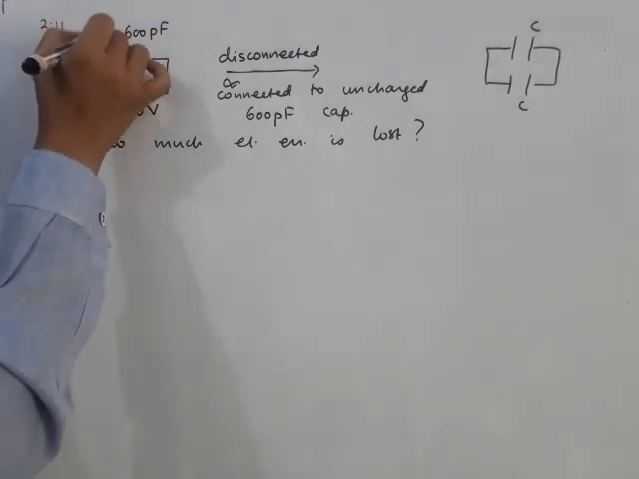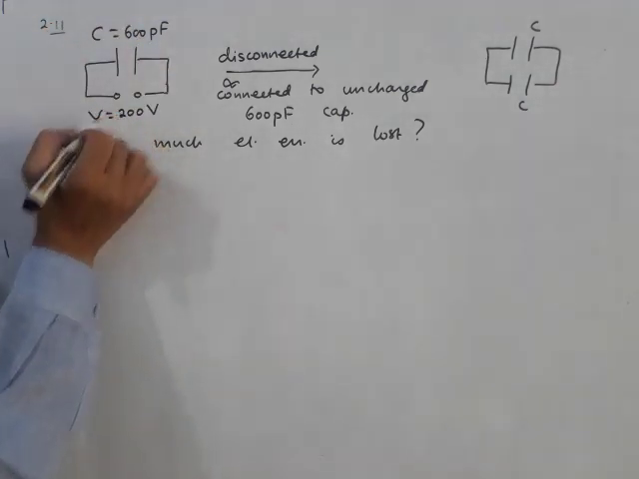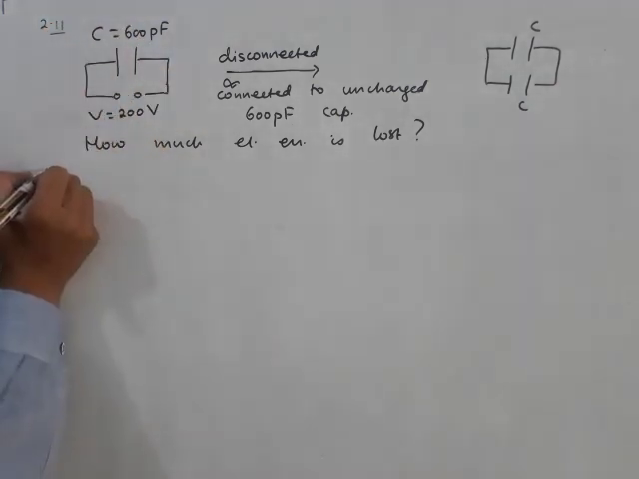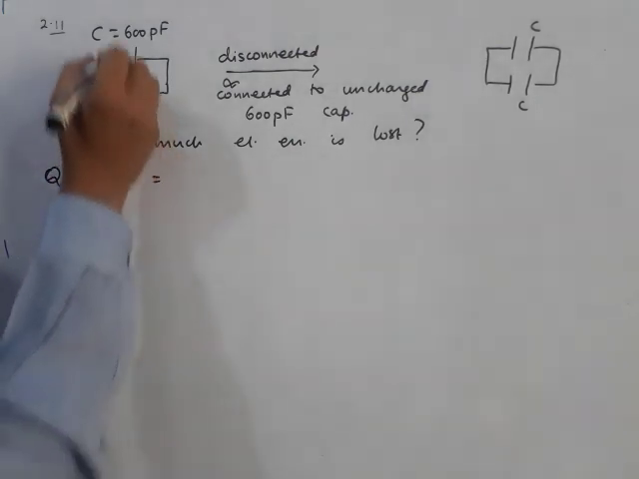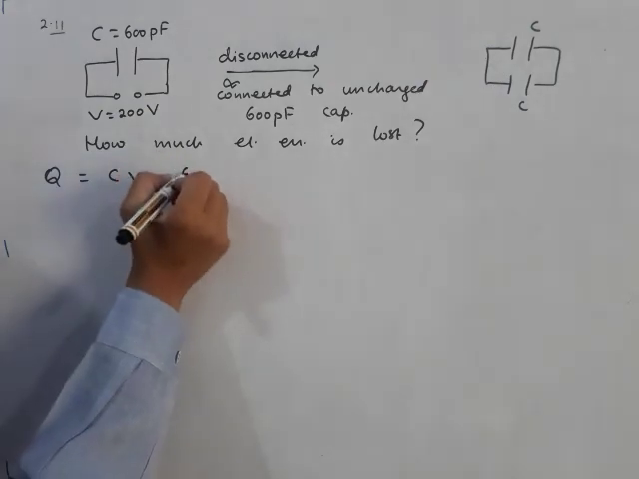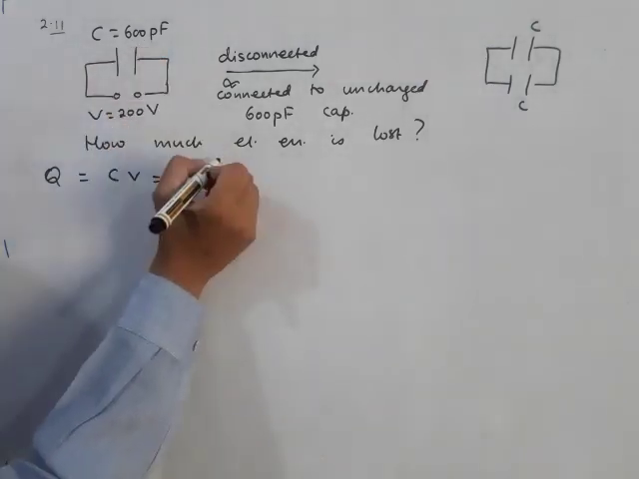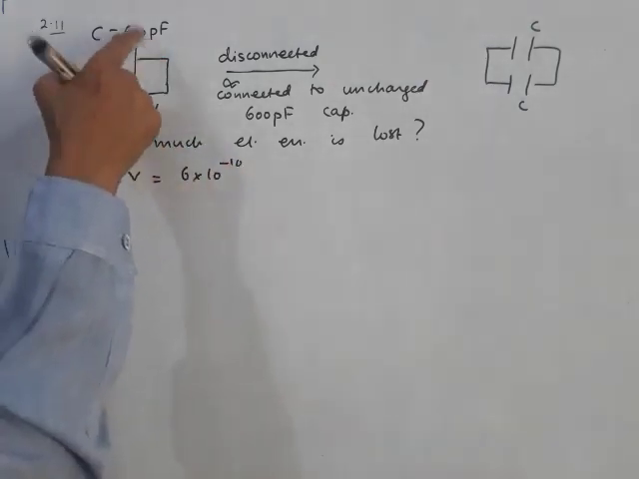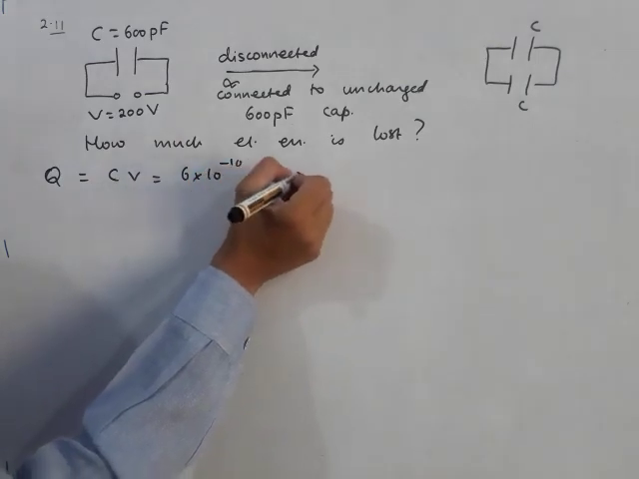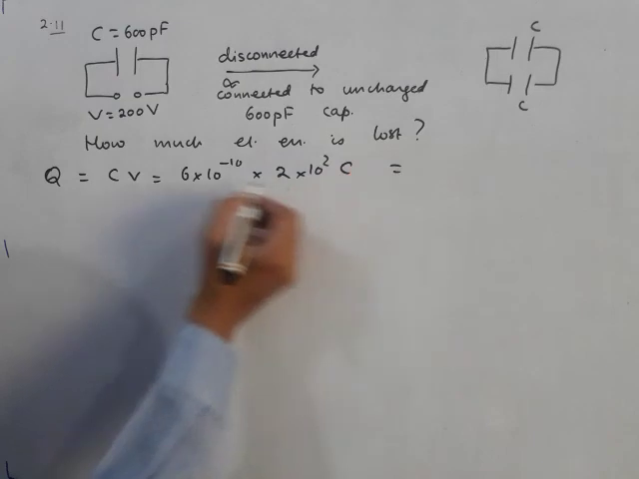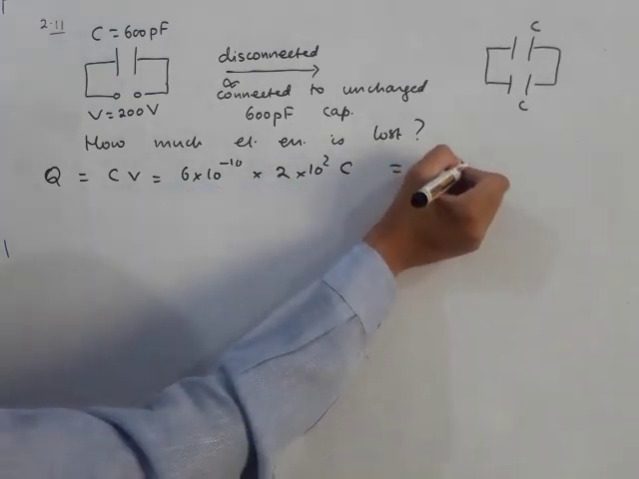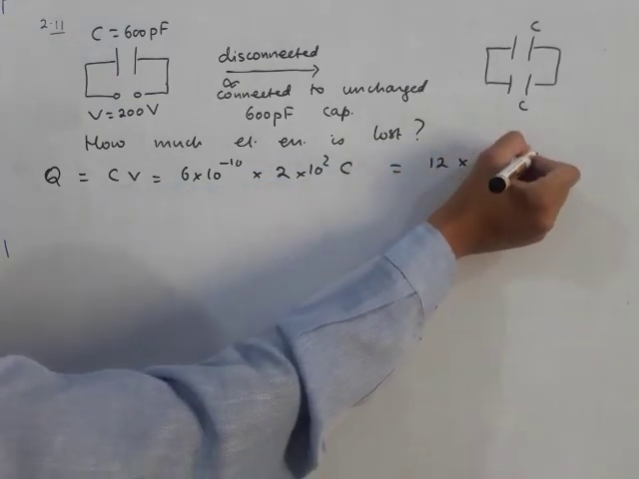Suppose this is C, C is this much and V is this much. So that will give you, on charging, the charge on the capacitor as C times V. So this becomes 6 into 10 to the power minus 10, 100 pico, and this becomes 2 into 10 to the power 2, and that much coulomb. So this becomes how much? 6 into 2, 12 into 10 to the power minus 8 coulomb.